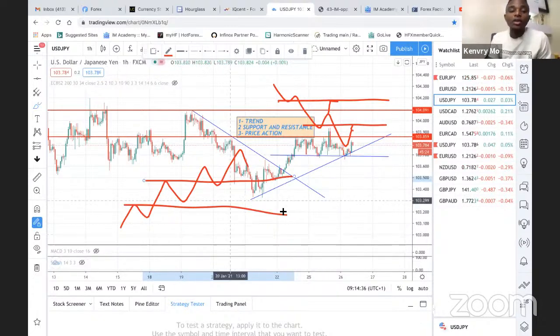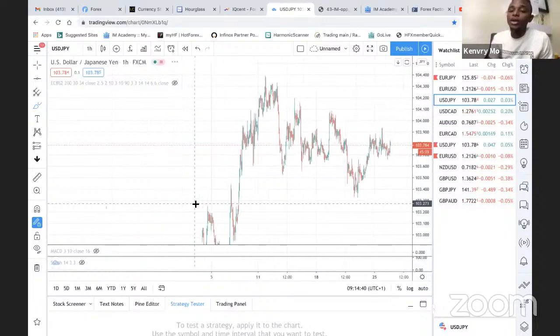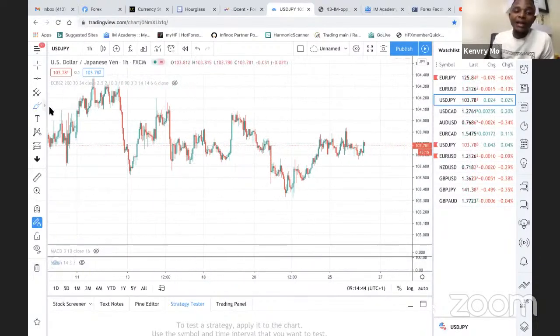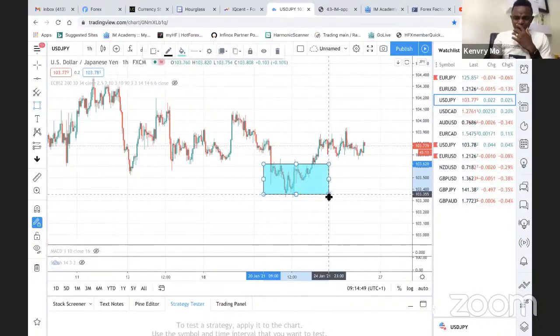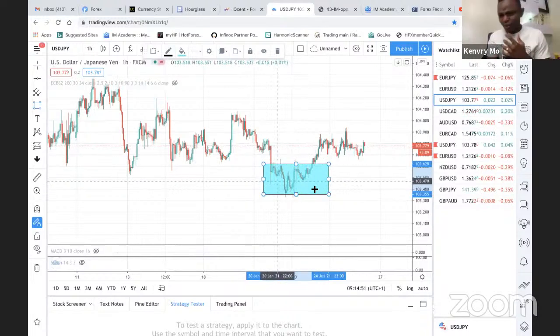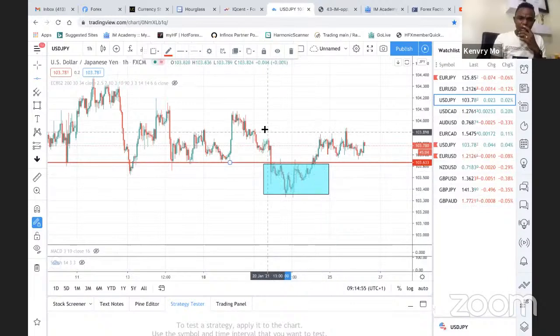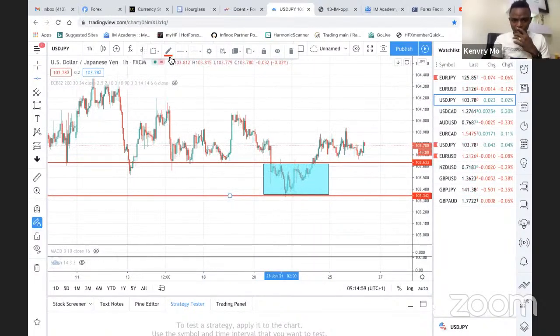So let me clear all of this and let's look at Euro JPY. I'm just going to take the market from where it is right now. This market moved around this area, and if you look critically, the market had a ceiling here, and it had a floor. So I will show you how to trade this market. If you look at this very well.